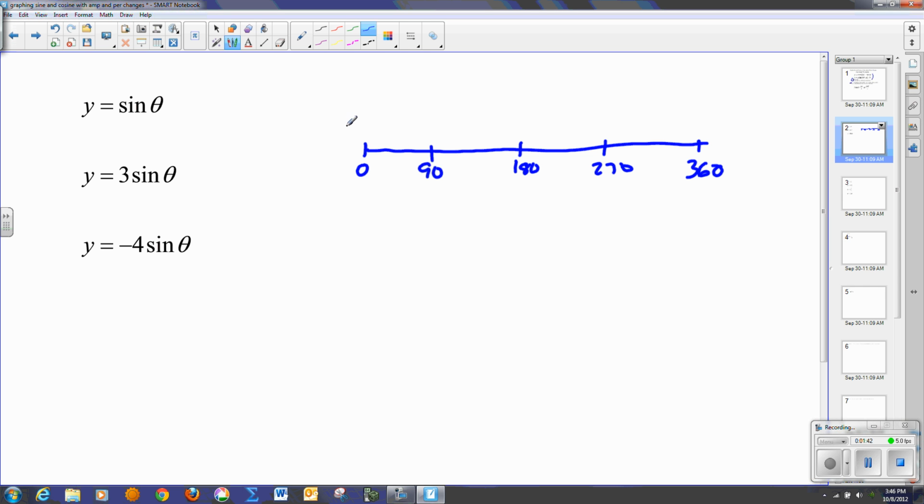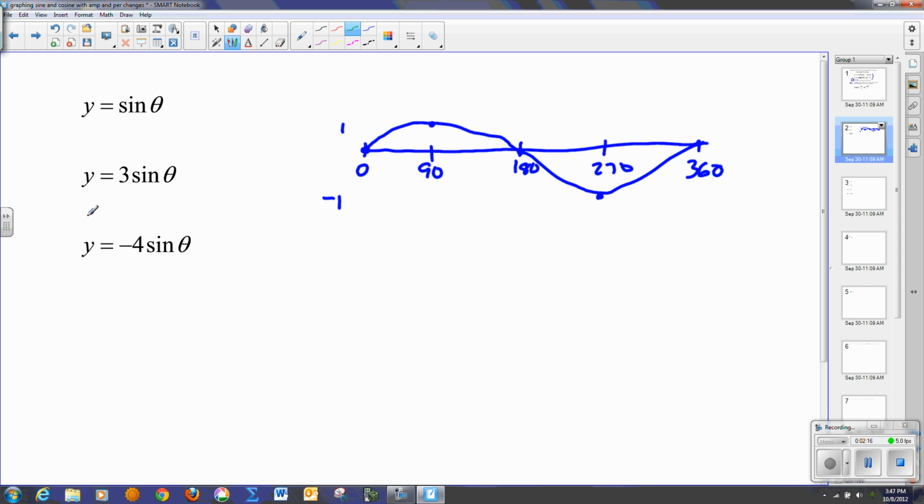So usually sine goes between 1 and -1. And we know the sine value at 0 is 0. The sine value at 90 is 1. Sine value at 180 is 0. The sine at 270 is -1. And the sine at 360 is 0. And just like the previous day, we graph this, kind of connecting the dots, and we get this curve like that.